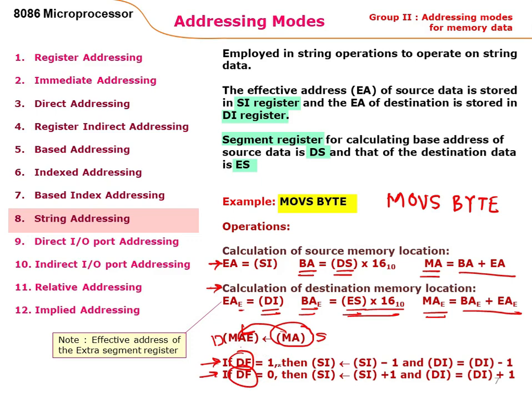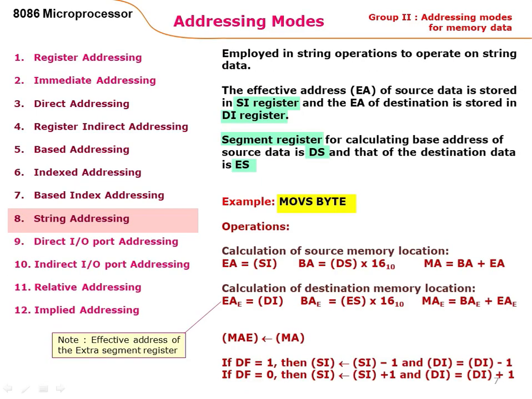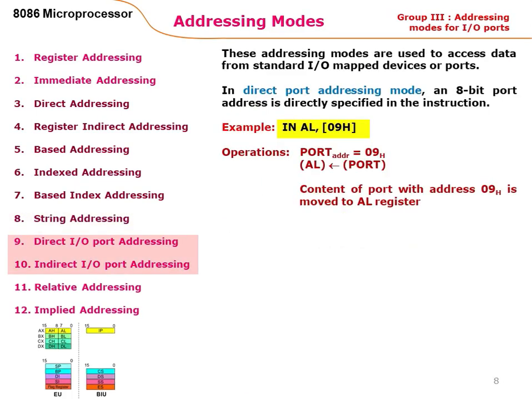When DF is 1, then the source index is decremented and the destination index is also decremented. And if the direction flag is 0, then the source index is incremented and the destination index is also incremented. So this addressing mode is helpful to operate on a string data type. Now we'll look into the next addressing mode, that is port addressing.